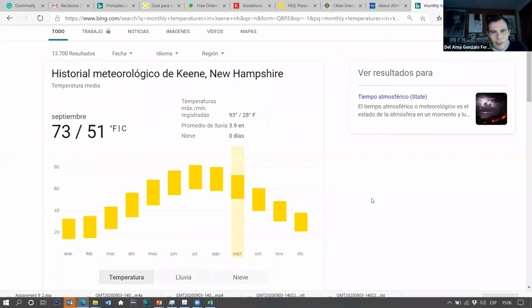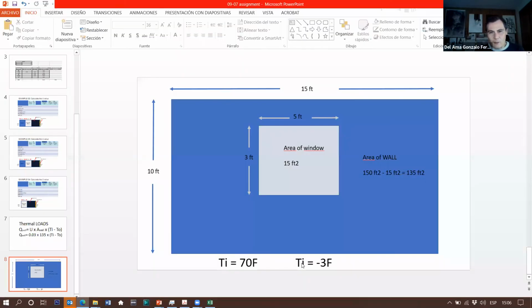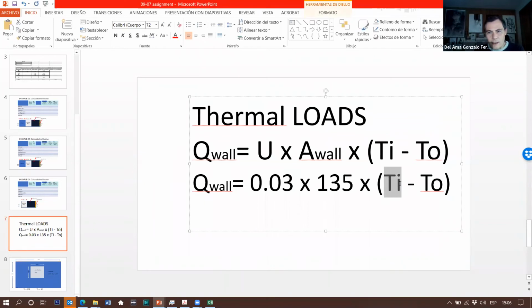But anyway, we can find this information on the internet, but experience matters. So if you have lived there and you know that you can have a temperature below 0, that's fine. Okay. So for the sake of this calculation, we are going to use these two values: 70 Fahrenheit inside and -3 outside. So this is 70 Fahrenheit indoor temperature, and the outdoor temperature, we need brackets because this is -3.